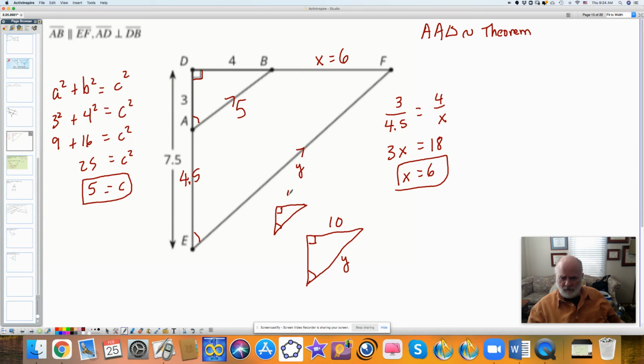In this small triangle, I have 4 and I have 5. Now, it looks like I've got a scale factor of 2.5, which would make 5 times 2.5 get me to 12.5. Let's just check our math. We have 4 is to 10. These are corresponding sides, so they're proportional to 5 is to y. When we cross multiply, we get 4y is equal to 50. y is equal to 50 fourths, which is 25 halves, or 12.5.